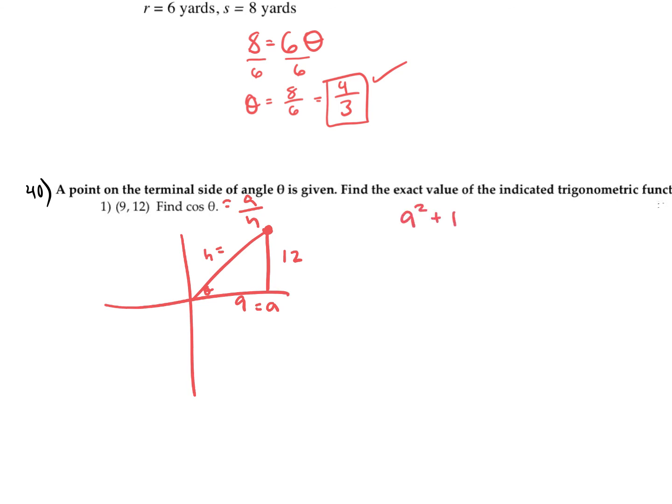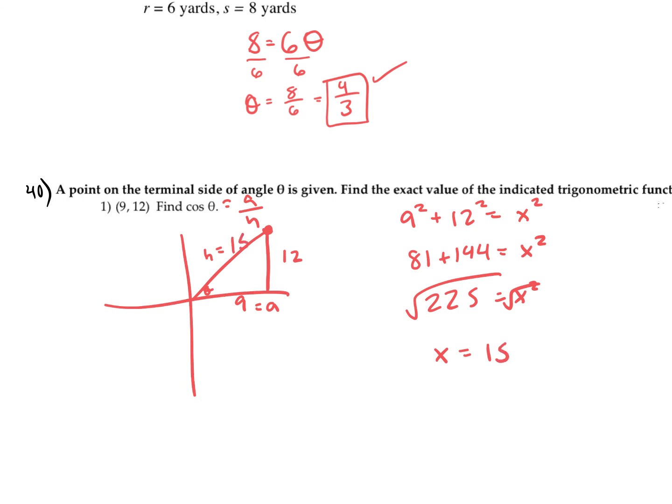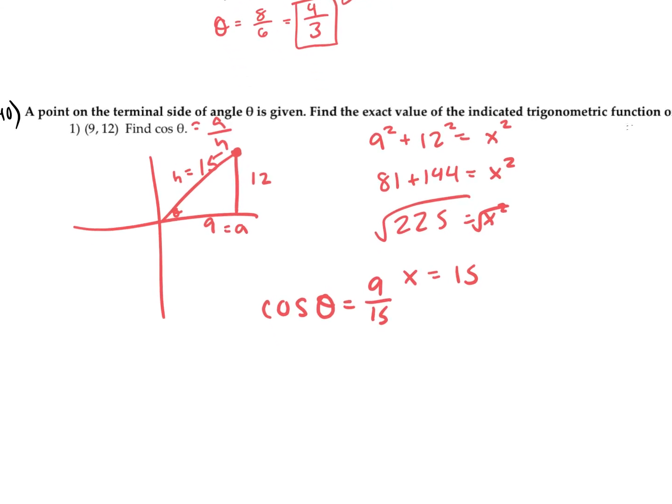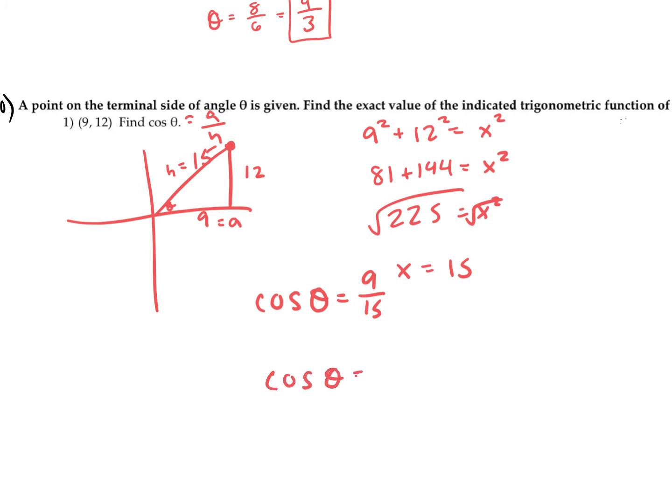Pythagorean Theorem. So 9 squared plus 12 squared equals x squared. So 81 plus 144 is equal to x squared. So 225 is equal to x squared. Take the square root. X is equal to 15. So our hypotenuse is 15. So our cosine of theta is what? 9 over 15. We can simplify this, so cosine of theta is 3 over 5. Just divide the top and the bottom by 3.